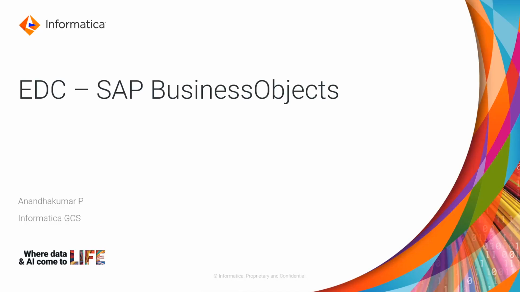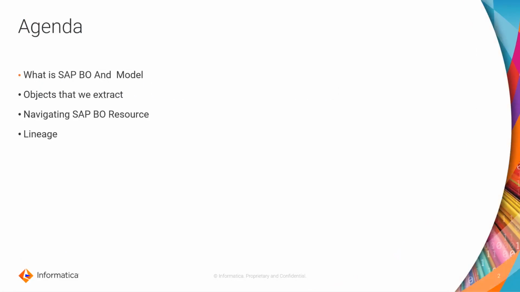In this presentation, we will be going through the steps and prerequisites to configure the SAP BO resource in EDC. And this is our agenda for this video. We are going to see what SAP Business Object and its model are, and what objects we are going to extract using the SAP BO resource from the EDC. We will navigate through the SAP BO assets that we have extracted and ingested into the catalog UI, and see a short detail about the lineage and impact.